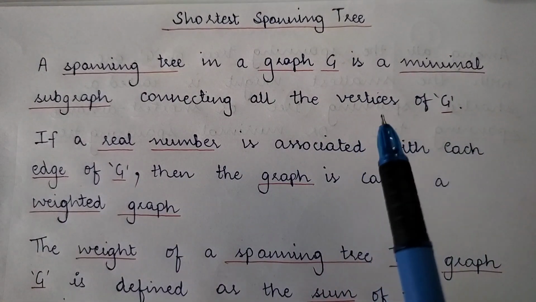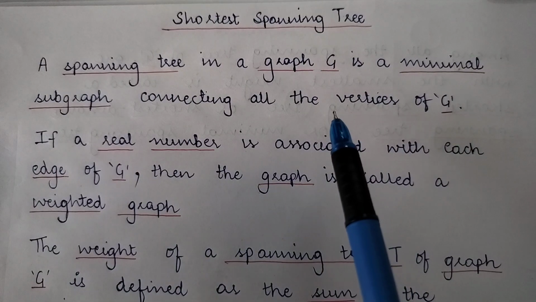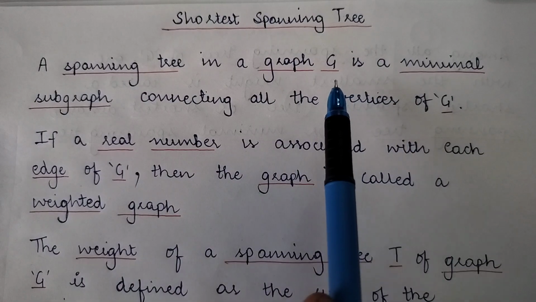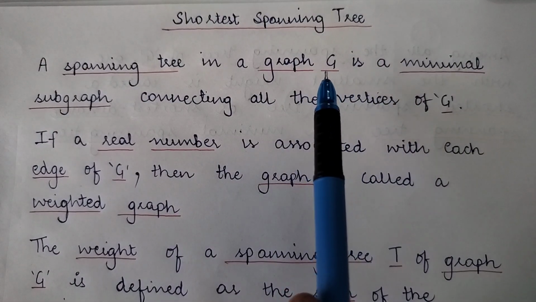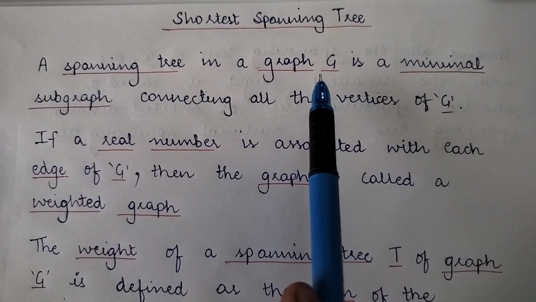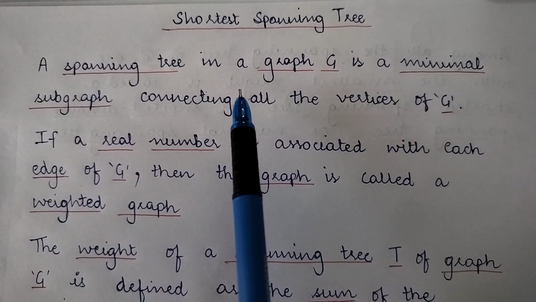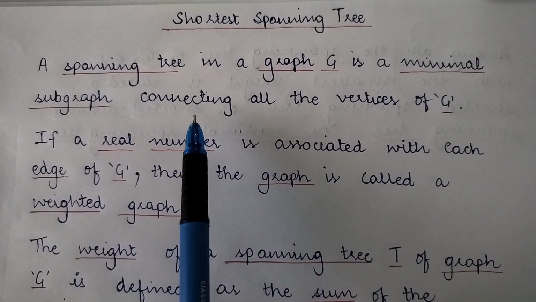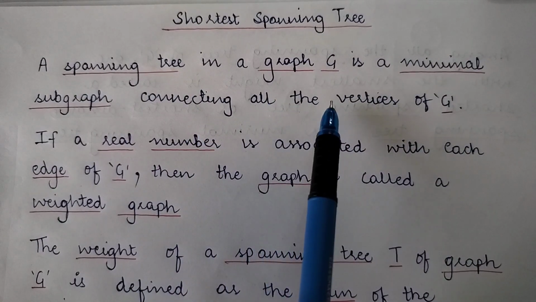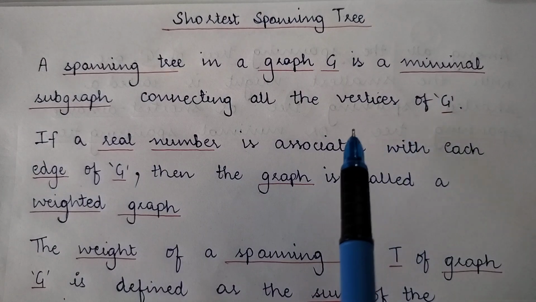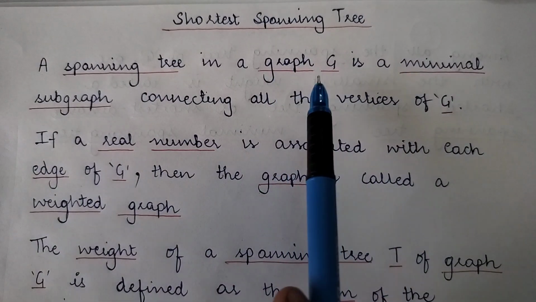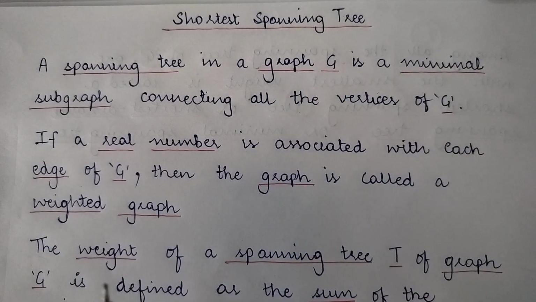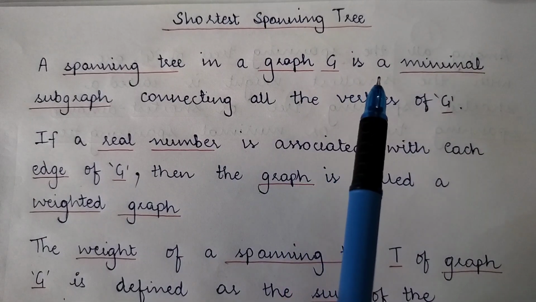G. We have already studied this, and you know that a spanning tree is a subgraph of a graph G, which is a tree. Such a subgraph, which is a tree and which covers all the vertices of that particular graph, is called a spanning tree. That is the reason it is called a minimal subgraph, and it connects all the vertices, or it covers all the vertices. So any such subgraph of a graph G, which is a tree and it covers all the vertices of the graph G, is called a spanning tree of the graph G.